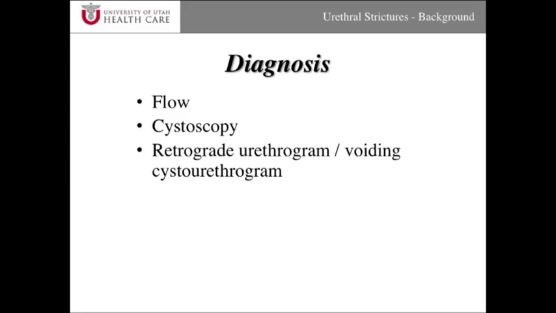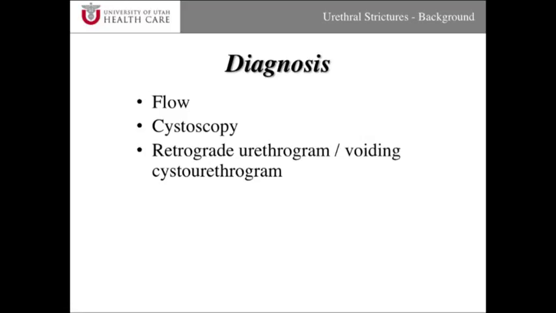How do we make the diagnosis of urethral stricture? An obvious part of the diagnosis is patients that have low flow. And when a patient goes into a urologist's office with urinary problems, often the urologist will measure the flow, and this will be a clue. In young men that have strictures, they have profoundly low flow, and this can suggest a stricture.